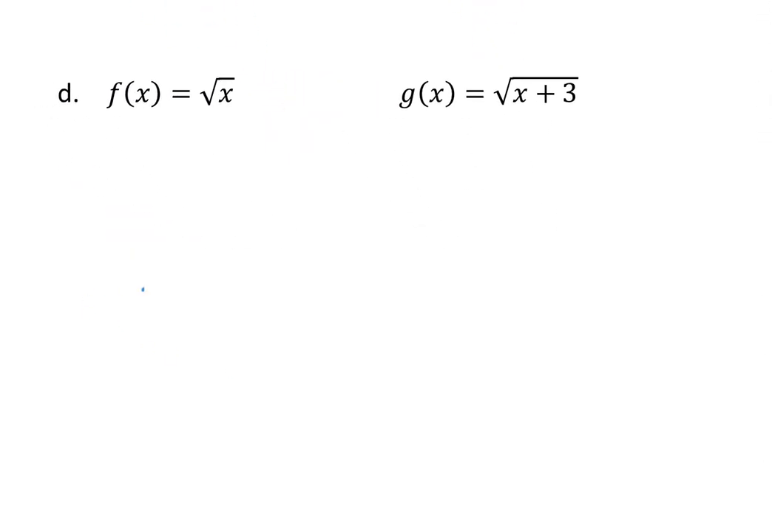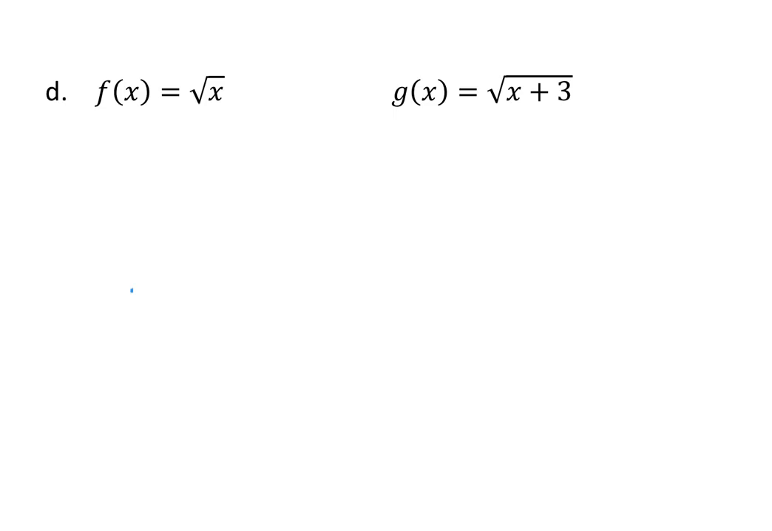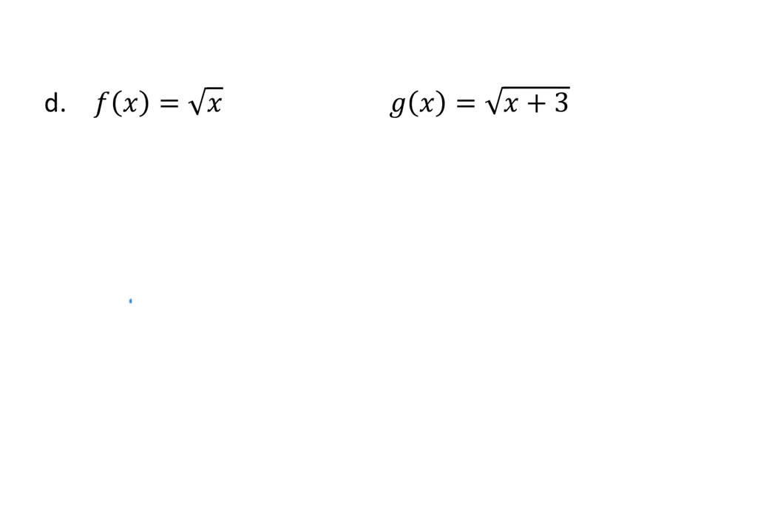Our last one, we're going to revisit our square root function. And so we're going to again start with our parent function. Remember, for square root, we start with 0, 1, and 4. And when we take the square root of these, we get 0, 1, and 2.